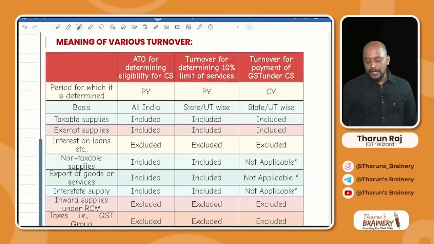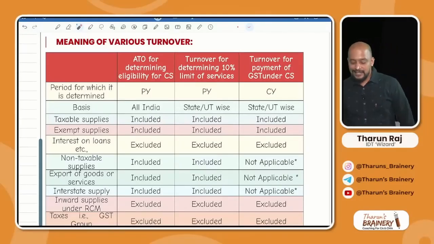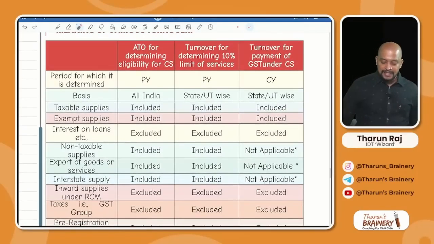Turnover for determining 10% limit for services: previous year. Then the next one, turnover for payment of GST under composition scheme. Whether we need to see previous year turnover or current year turnover? Current year turnover. We need to see current year turnover because only in the current year are we now paying tax under composition scheme. Are you understanding this? Then what is the basis? Aggregate turnover will be all India. Turnover for determining 10% limit will be state or union territory. Turnover for payment of GST under composition scheme, state or union territory.